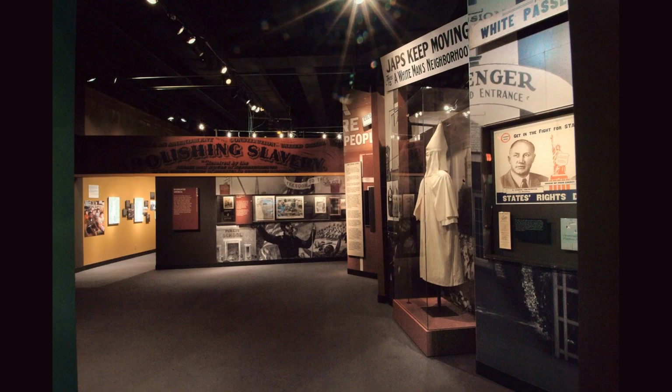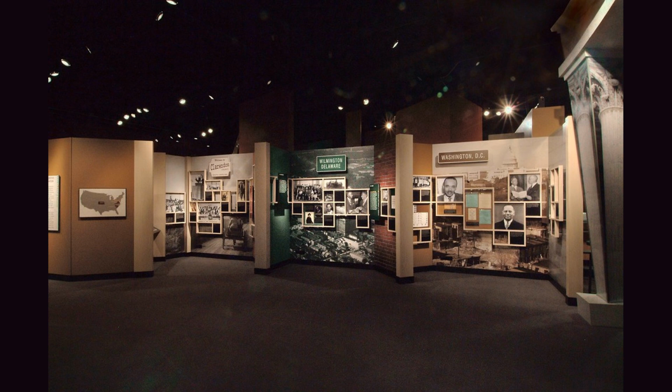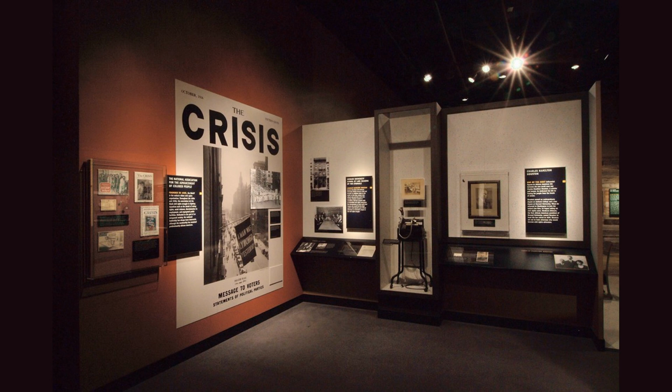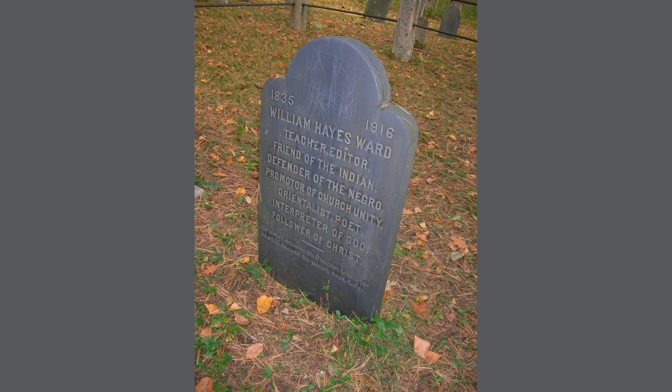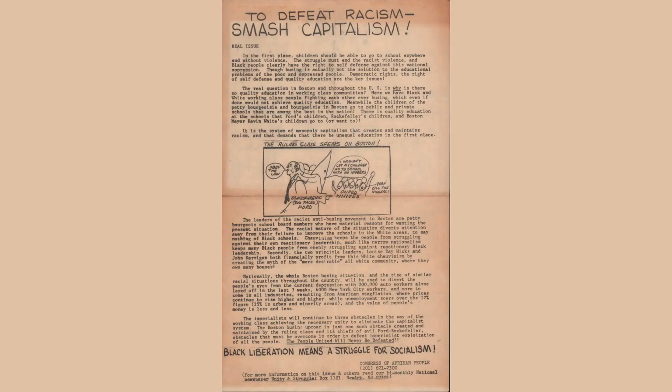In the next segment, we will explore the pivotal moment that sparked the Civil Rights Movement, the Brown v. Board of Education decision. Images of the Brown v. Board of Education decision and its impact on segregation. The Brown v. Board of Education decision was a landmark moment in the Civil Rights Movement. In 1954, the Supreme Court ruled that segregation in public schools was unconstitutional. This decision was a major victory for civil rights activists who had been fighting for equal access to education for African American children. Images of African American children attending segregated schools.